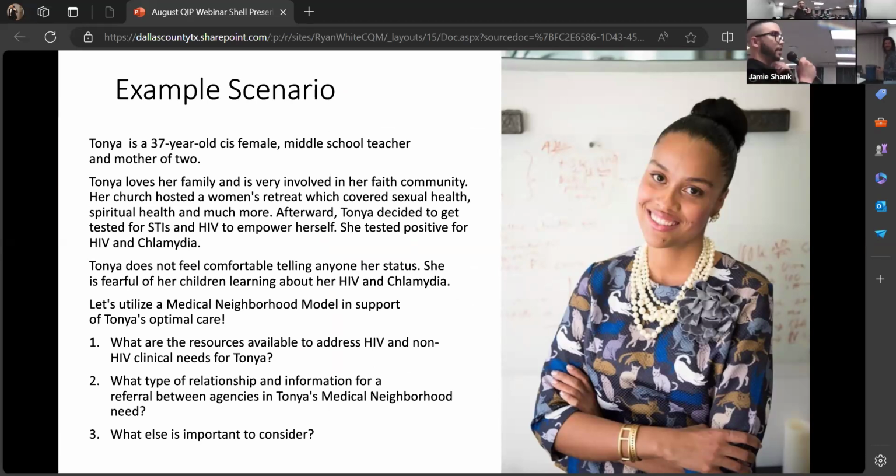So the first scenario that we're going to be talking about today is about Tonya. Tonya is a 37-year-old cis female middle school teacher and a mother of two. Tonya loves her family and is very involved in her faith community. Her church hosted a women's retreat which covered sexual health, spiritual health, and much more. Afterward, Tonya decided to get tested for STIs and HIV to empower herself. She tested positive for HIV and chlamydia. Tonya does not feel comfortable telling anyone her status. She is fearful of her children learning about her HIV and chlamydia. Let's utilize a medical neighborhood model in support of Tonya's optimal care.